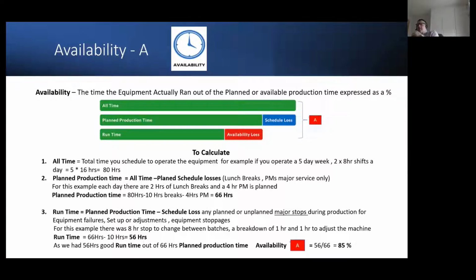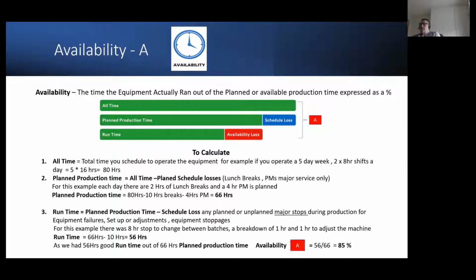So when we talk in terms of the availability one, all time is the total time scheduled to operate the equipment. And here I've given a small example that if we operate for 5 days a week, 2 8-hour shifts a day, that would give us 80 hours. So we have 80 hours. We intend to be at the business to manufacture and to process for 80 hours. We're open for business. The planned production time then is all time minus the planned schedule losses. These are losses that we know that we will have. It will take away from our overall time that the business is open.